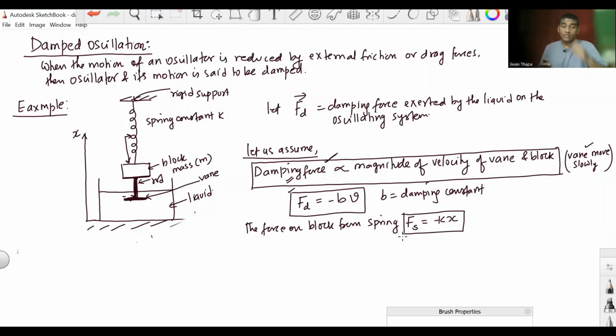And I have discussed block spring system in my previous video. You can see in case of vertical mass spring system. So I have discussed this equation in vertical mass spring system in my previous video.